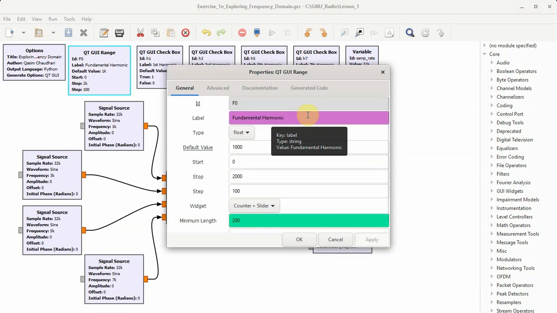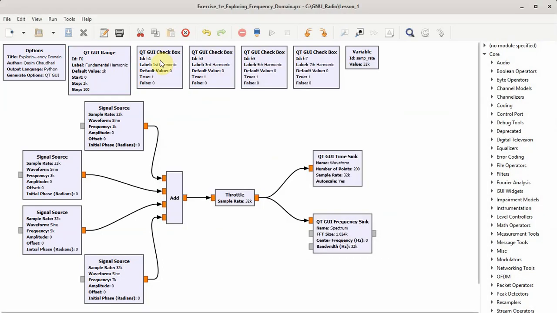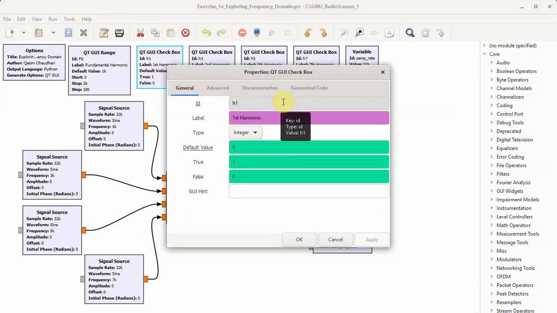We have already encountered the Qt GUI range block, and here I'm choosing a fundamental frequency f0, the default value is 1000, and the stop value is 2000. We will see what role this frequency plays. Checkboxes is something we have not encountered before. So the method to include is that we define an ID, and I'm choosing an integer value. So a default value is 0, true is 1, false is 0. So that I'm actually multiplying something with these values to turn them on and off.